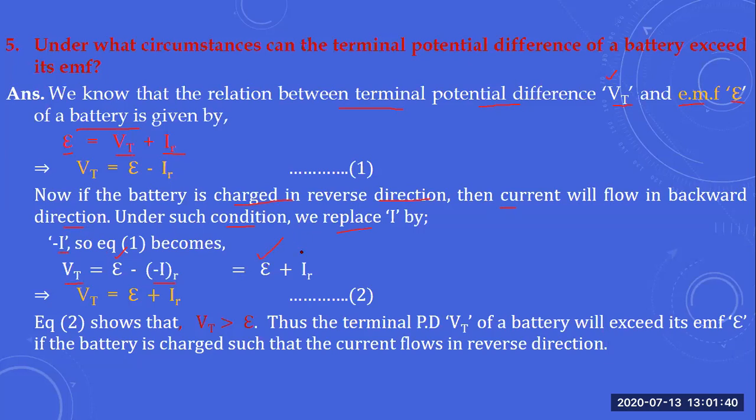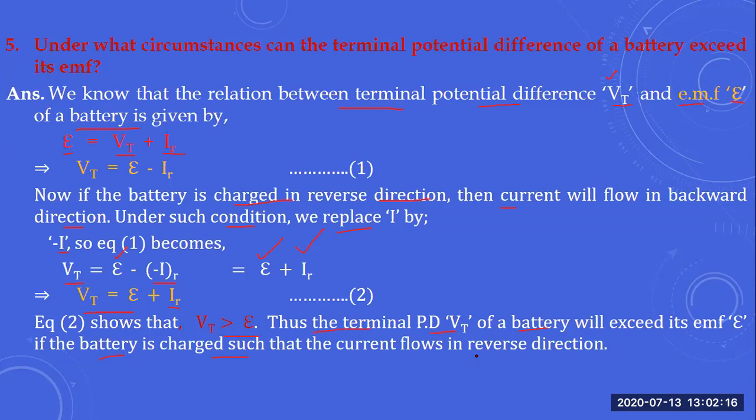So it is basically EMF plus IR. If you look at the terminal potential, it becomes Vt equal to EMF plus IR. So equation 2 shows that Vt, the terminal potential, is greater than EMF. Thus the terminal potential Vt of the battery will exceed its EMF of the battery, such that the current flows in reverse direction.